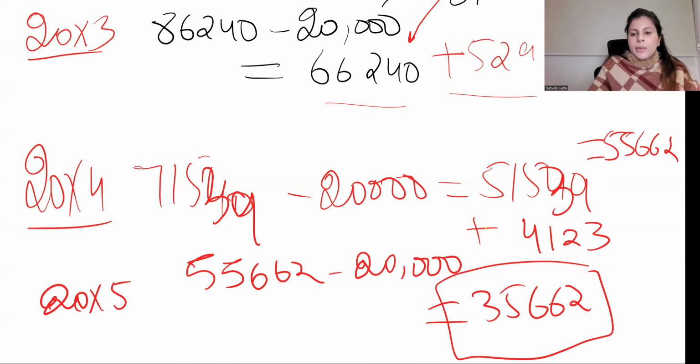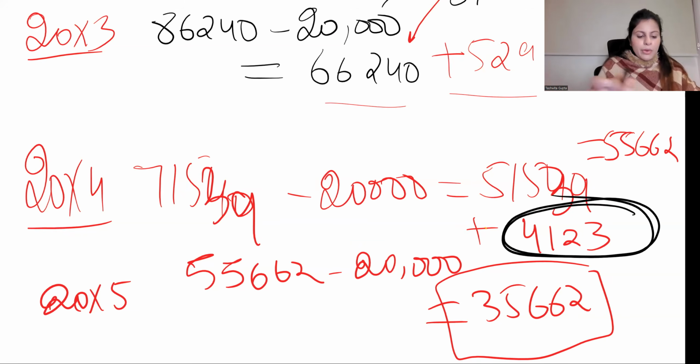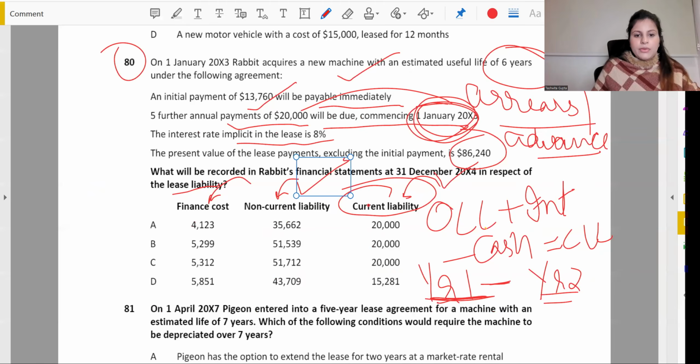Now what they're asking in the question is what's your finance cost? So first of all, your finance cost is 4123. Where can I find this? I can only find it in option A. The moment I see 4123, I will close my search. I will close my calculation.